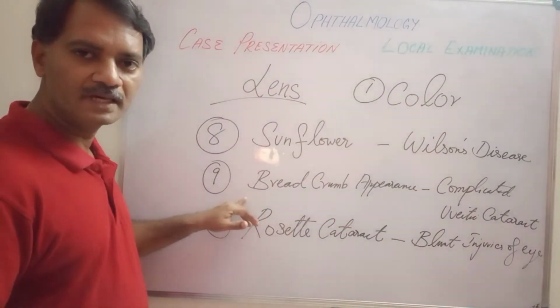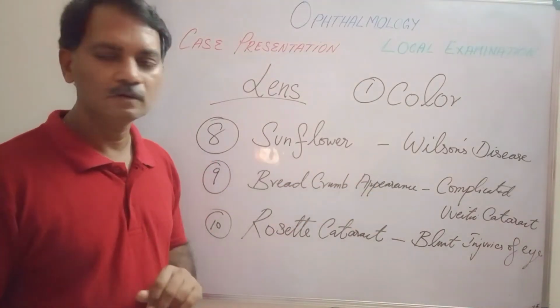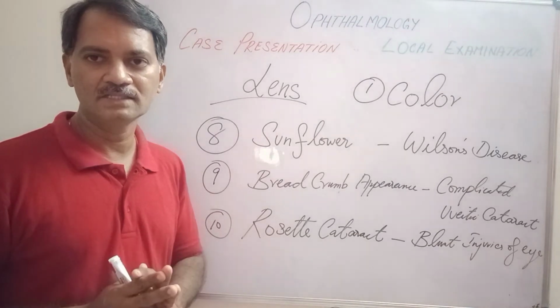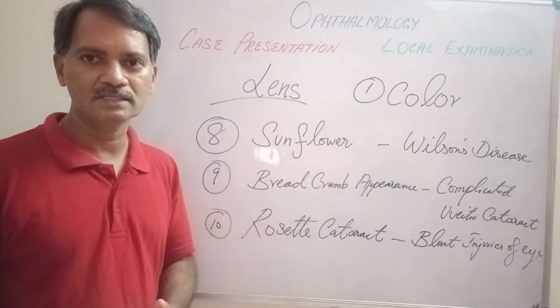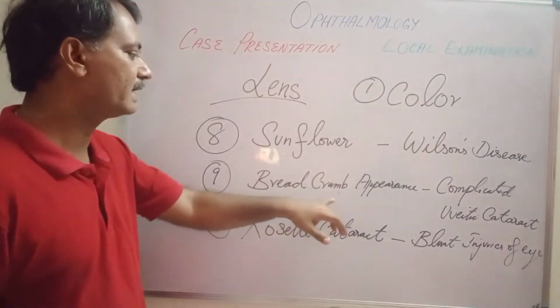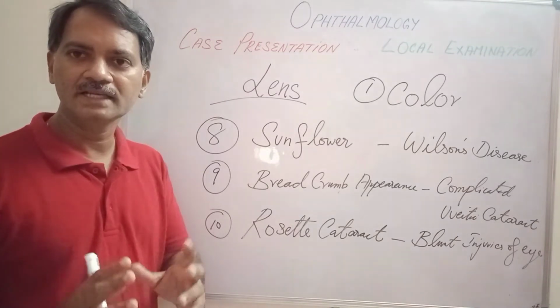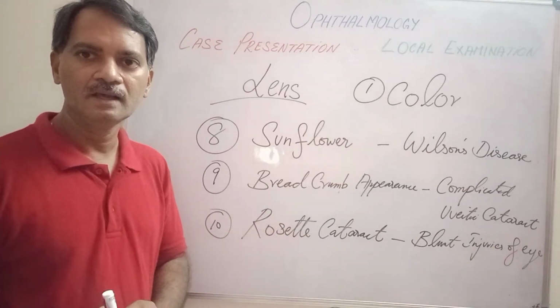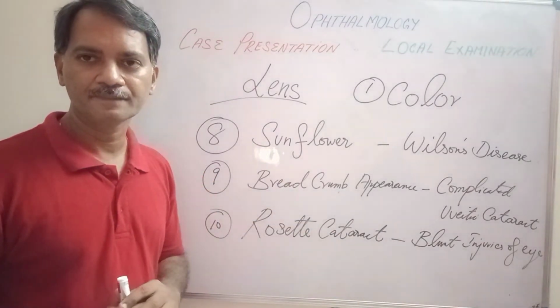Sometimes the lens may appear like a breadcrumb. It is due to long-standing inflammation inside the eye. That is, long-standing iridocyclitis can lead to a breadcrumb cataract. A rosette cataract appears like rose petals. This is classical of blunt injuries of the eye.